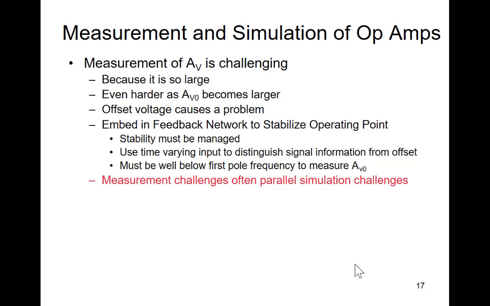Just push that high frequency pole out. The question is, how do you push the high frequency pole out? We have parasitic capacitances that limit how fast our circuits operate, and they limit how far we can push it out. Okay, so real good question.